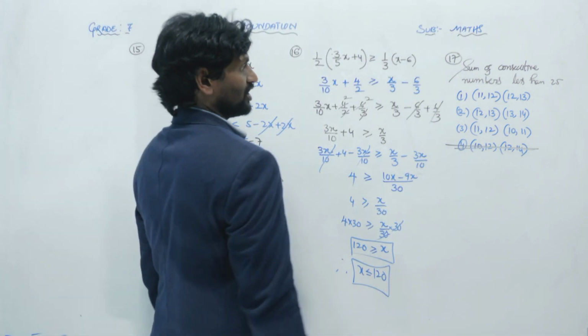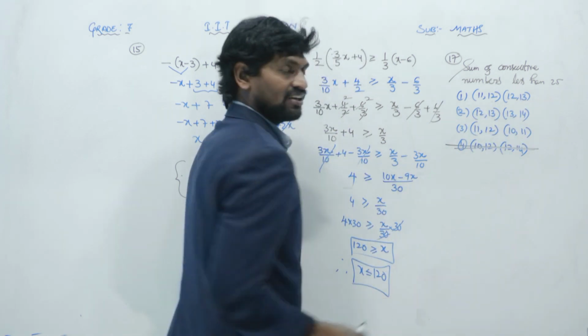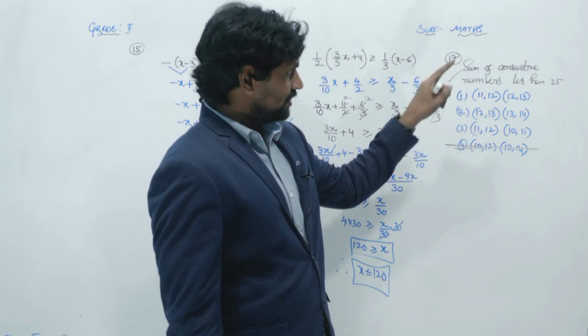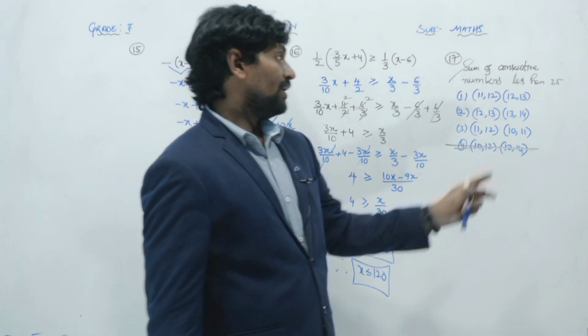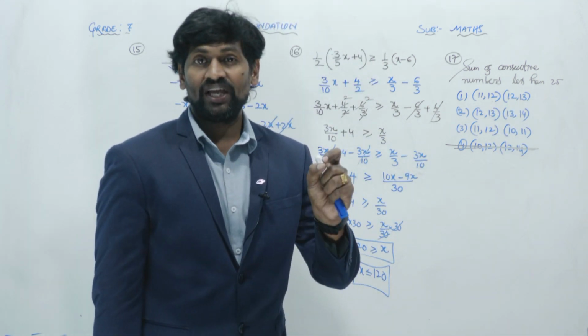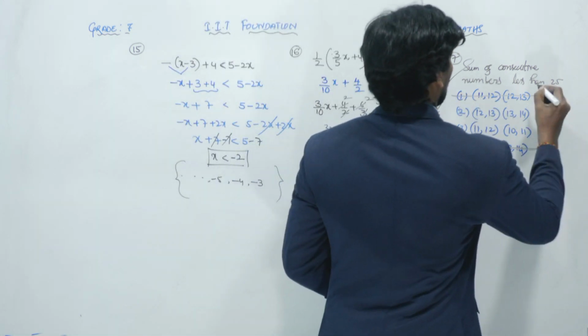Now coming to the first option, 11, 12 are consecutive numbers, and 12, 13 are consecutive numbers. While adding 11 and 12, we get 23, which is less than 25. But the second one, 12 plus 13, is 25. 25 is equal to 25 but not less than. So the first option is also eliminated.